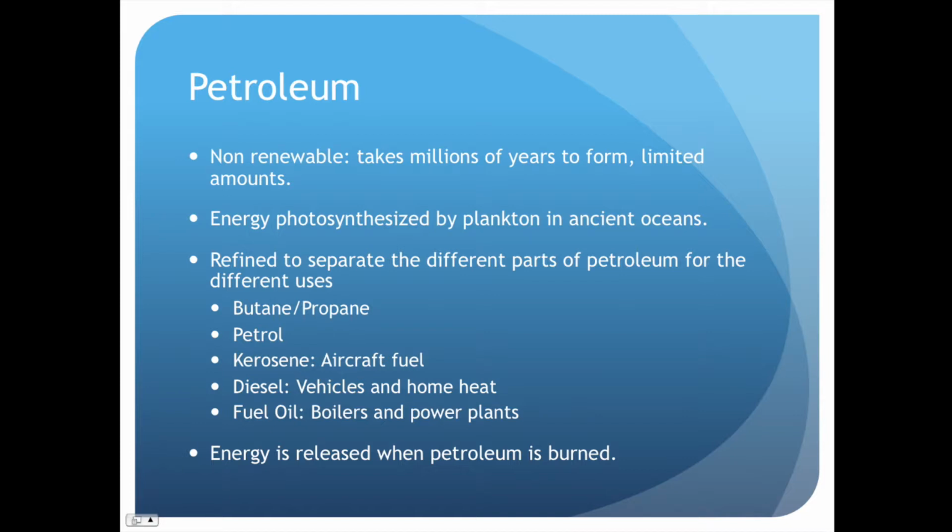Examples of those different refineries are butane, petrol, kerosene, diesel, and fuel oil. The way it works is when the petroleum is burned, energy is released in controlled systems in order to consume that energy in that same system.